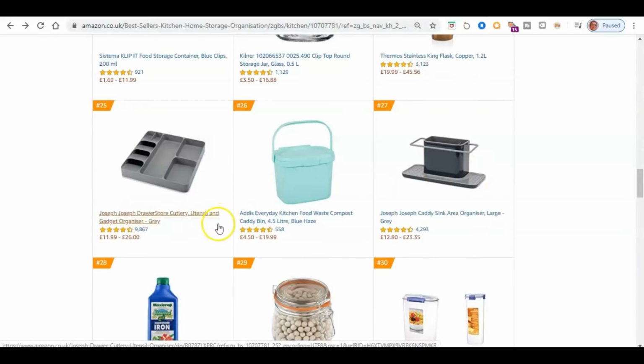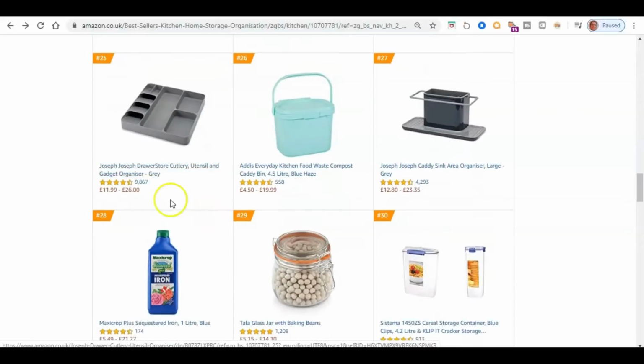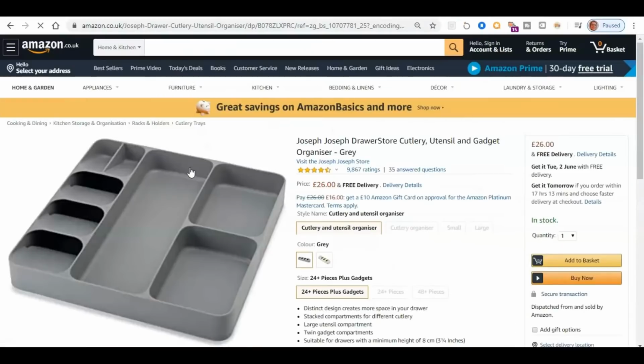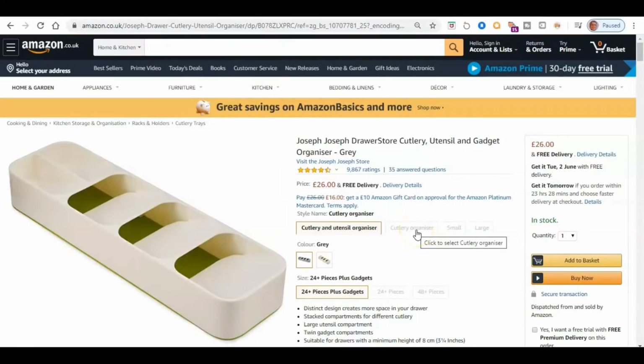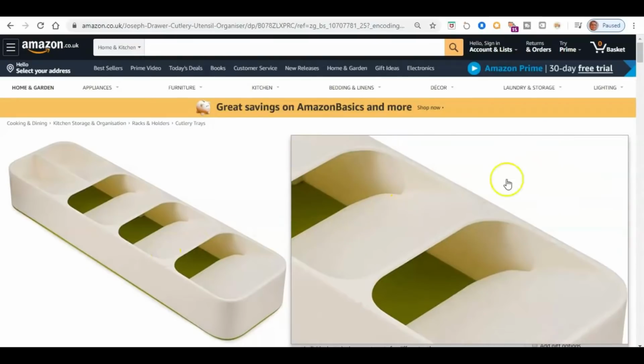Joseph kind of rings a bell, but I do like these organizers, and sometimes I find it very hard to find anything other than a bland old wooden one or a basic plastic one. But I quite like this. I like the way that you can store cutlery here as well. So let's have a look at this. Okay, so it's a utensil and gadget organizer. It's quite neat and compact. I've not seen anything that looks like that. Oh, and that's just the cutlery organizer itself, which is quite interesting.